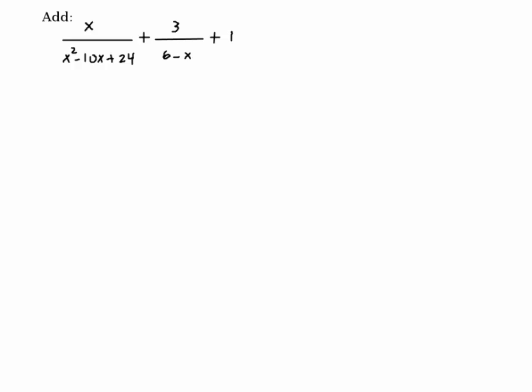Okay, we want to add this. So anybody know what's the first step? How are we going to add these? Okay, somebody typing that we should factor the first denominator. That's correct. So tell me, how do you factor that?